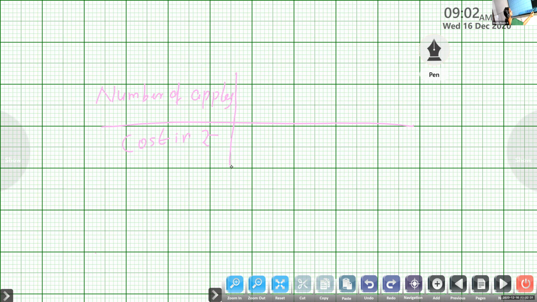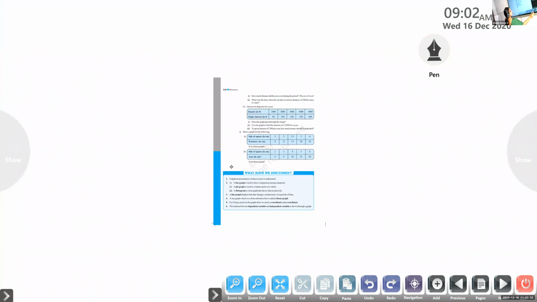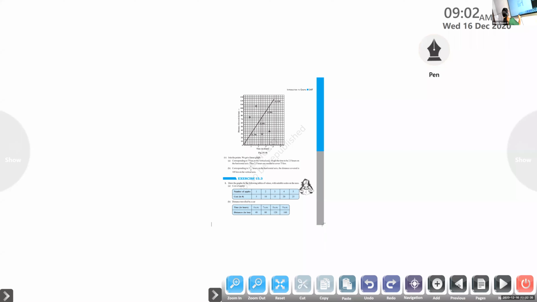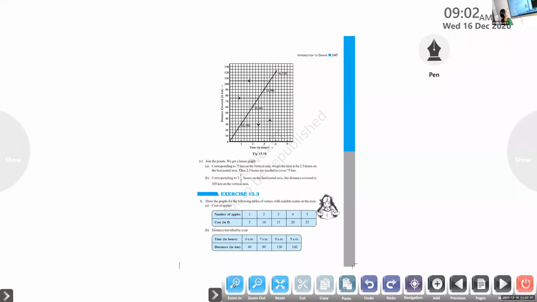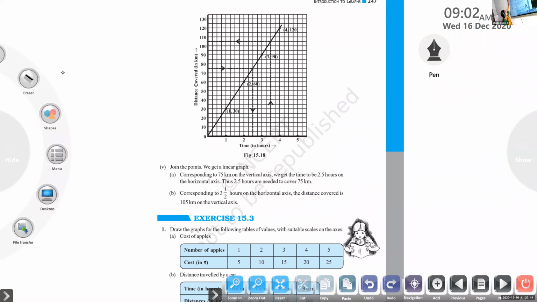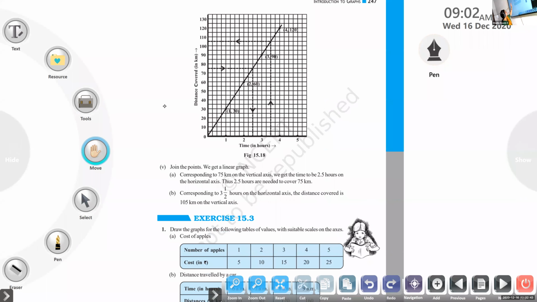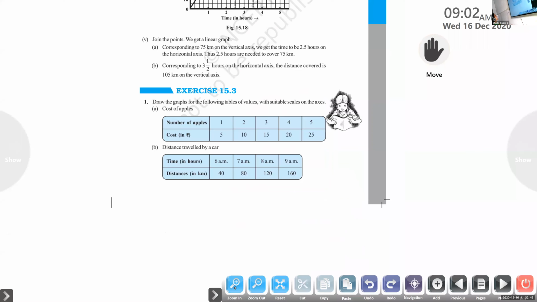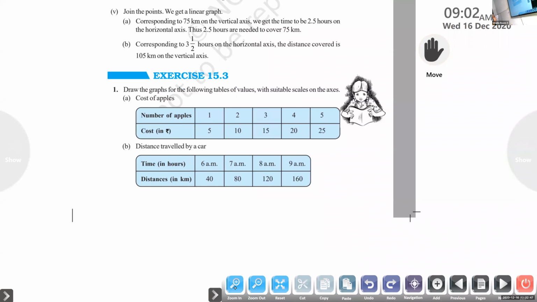I think it will be somewhere here. This is the question. It is exercise 15.3, first question. Write this. Draw the graph of cost of apples. Number of apples and cost in rupees. 1, 2, 3, 4, 5. 5, 10, 15, 20, 25.